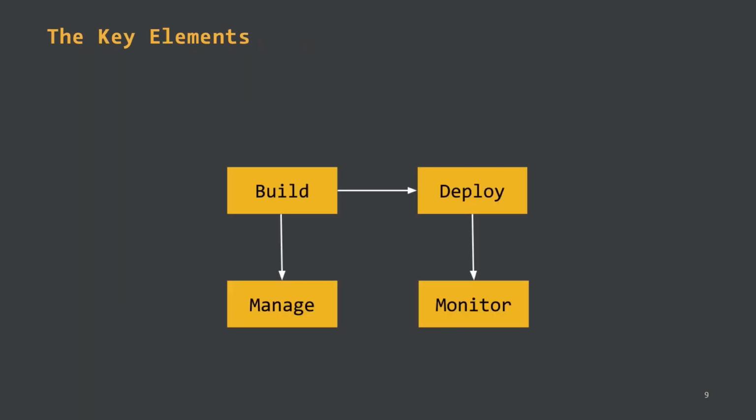Let me explain the key elements that are there when you're doing machine learning in production. One thing is, you want to build your application, so build your models and build your APIs and all that.